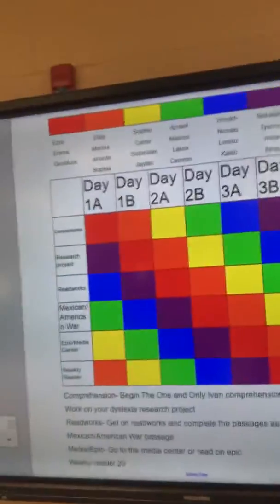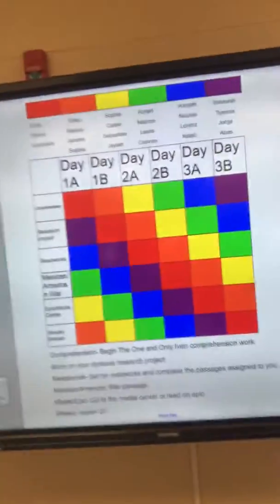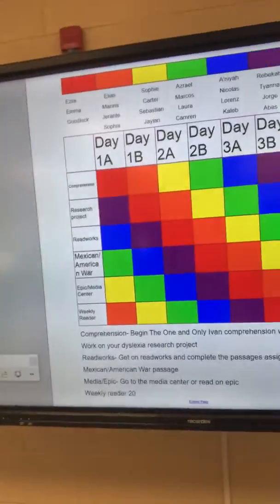It's probably gonna look a little crazy when you see it, but my kids totally know how to read it. They understand it. This is something that we've been doing since the beginning of the year, so they get it. So I have 6 groups, and they go to 2 stations a day.